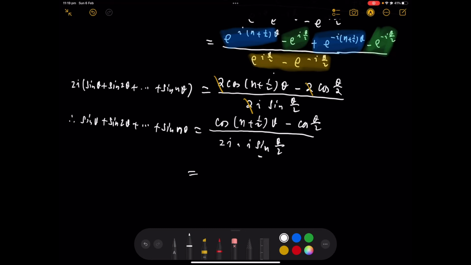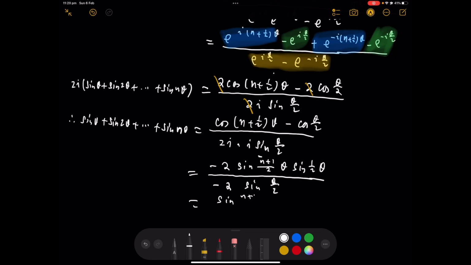Okay, I'm going to continue. The top is the difference of two cos. So I'm going to use changing the difference into product. So it becomes negative 2 sine (n plus 1 over 2) theta and sine half theta. So that's the top. And the bottom, the i times i is negative 1. So also going to get negative 2 sine theta on 2. So the two negatives cancel. So then in the end, we proved it is equal to sine (n plus 1 on 2) theta and sine theta on 2 over sine theta on 2.